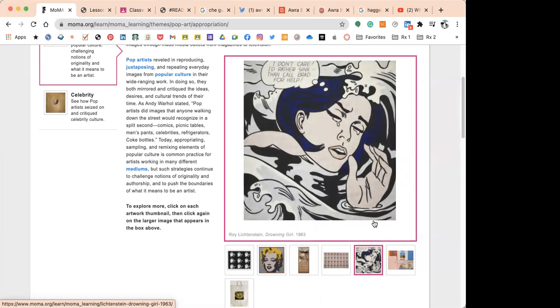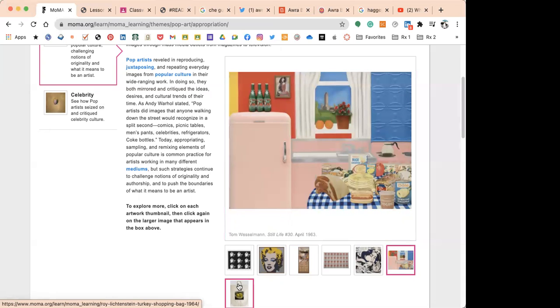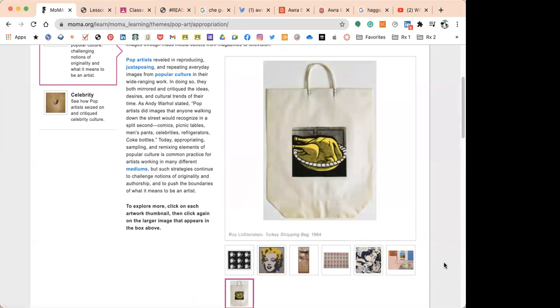Roy Lichtenstein, Drowning Girl. What kind of appropriation is this? This is a style appropriation. As I told you, he used art when he painted this Drowning Girl. But it's an appropriation because he copied the style, or the way that comics are being printed, when he painted these. And this is Tom Wesselmann, Still Life number 30. This is also a painting, but it's a collage at the same time. He was able to put different elements all together. And Roy Lichtenstein again, Turkey Shopping Bag, 1964.